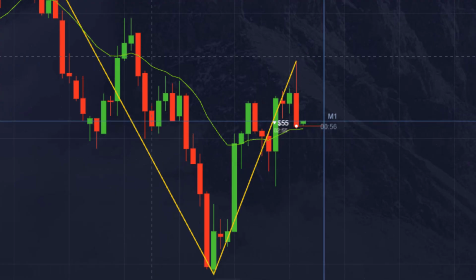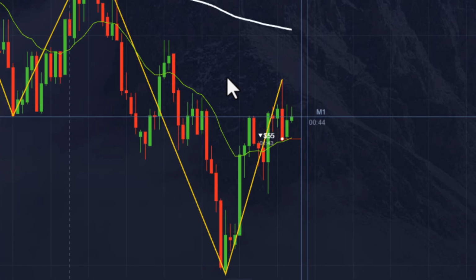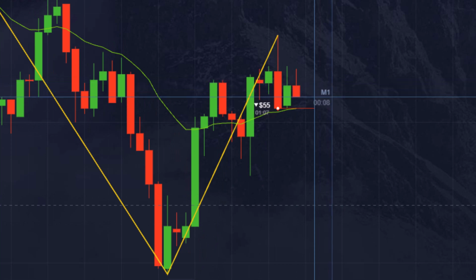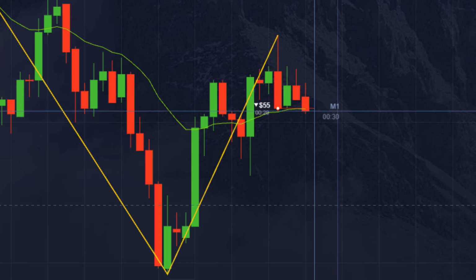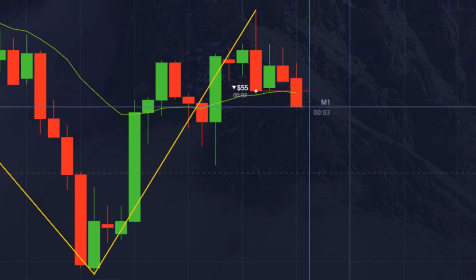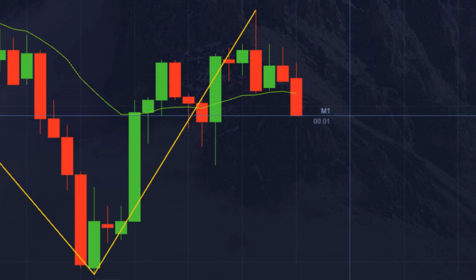This is a second entry short with trend. We're just hoping it continues. Good win.